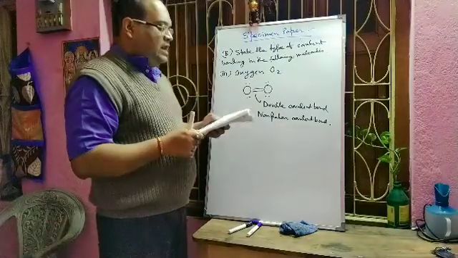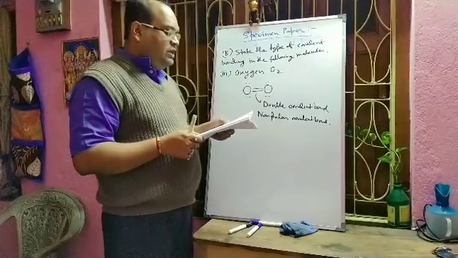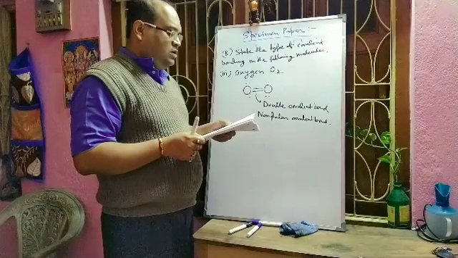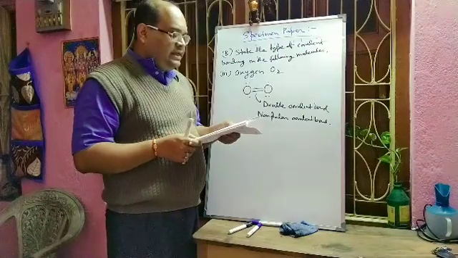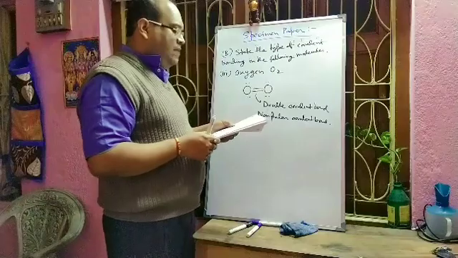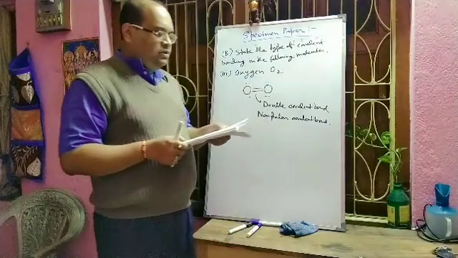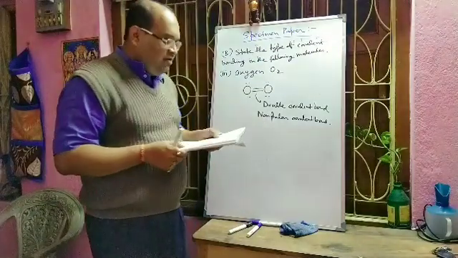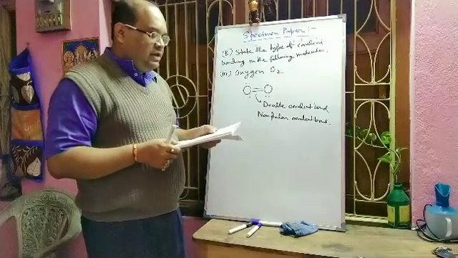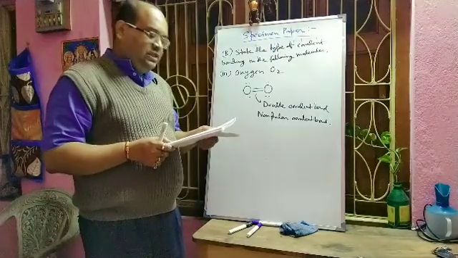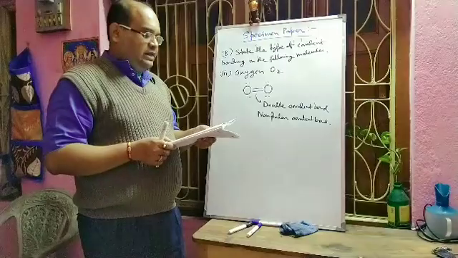Next question is given, how would you distinguish between the following pairs of substances? Okay, on the basis of the chemical test given in brackets. Sodium chloride and potassium chloride, flame test. Sodium chloride will give golden yellow flame and potassium chloride will give lilac flame. Okay, so in this way you have to write the answer.